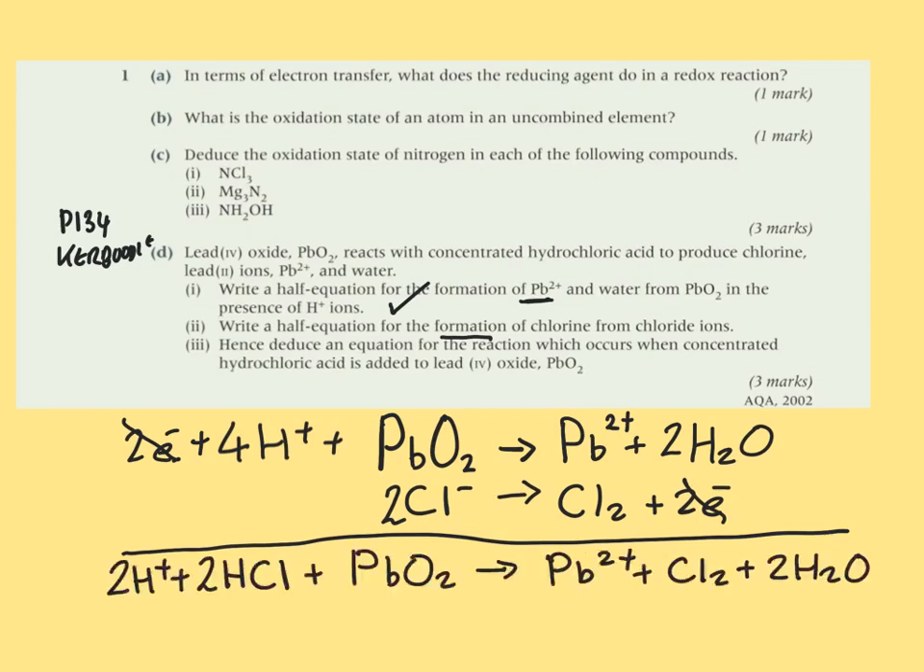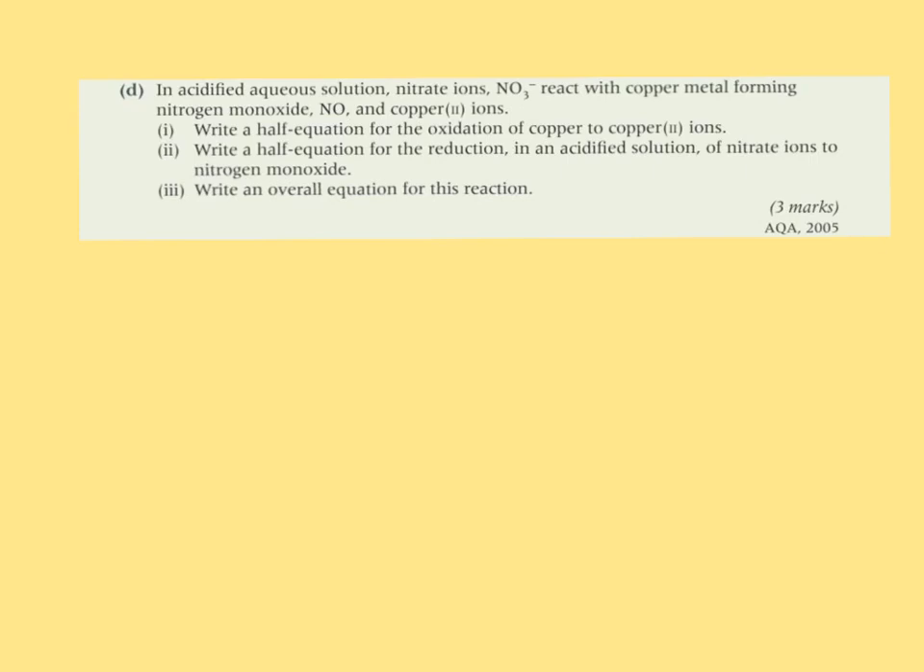So we've got our concentrated hydrochloric acid, we're forming lead ions and chlorine. Check our charges. On this side the overall charge is +2 and the overall charge is +2 on this side also. In this exam question, again you're given the names of the species.